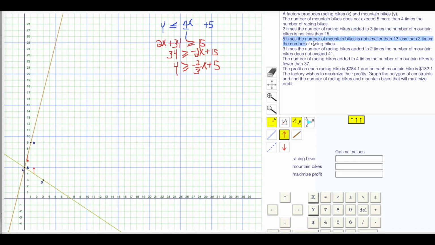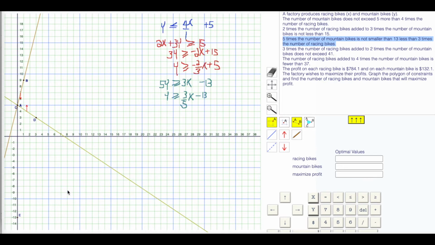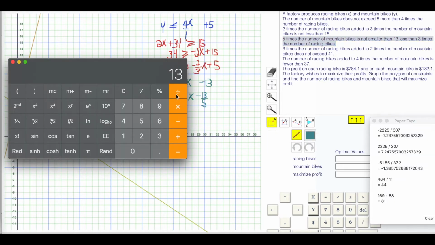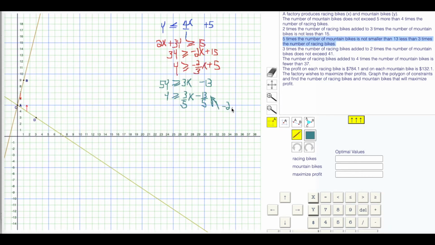The next one, 5 times the number of mountain bikes, it's 5y. 5y is not smaller than, that means greater than or equal to, 13 less than, something take away 13. 3 times the number of racing bikes, 3x. I want to get rid of the 5 so I divide every term by 5, 3 over 5x, take away 13. My b value is negative 13, and the slope is 13/5, let's see what that is as a decimal, 13 divided by 5 is 2.6, this is negative 2.6.